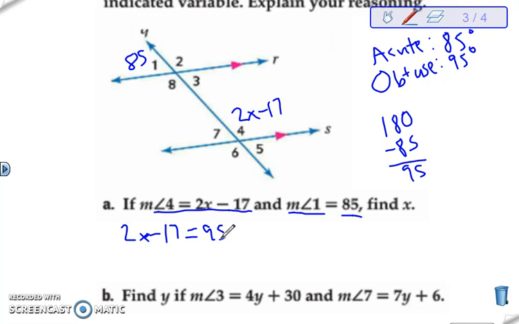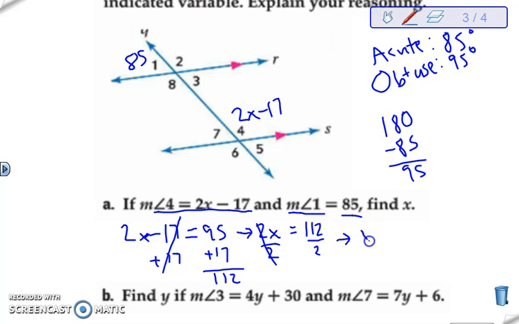So I'm going to take this equation and solve for x. Right, so we're going to add the 17 to both sides. So 2x has to equal 112. Then we'll divide by 2. So my x is going to equal 56. And I look back at the question. All it asked for was to find x. So that's my answer.